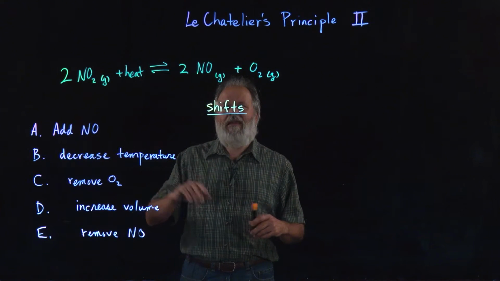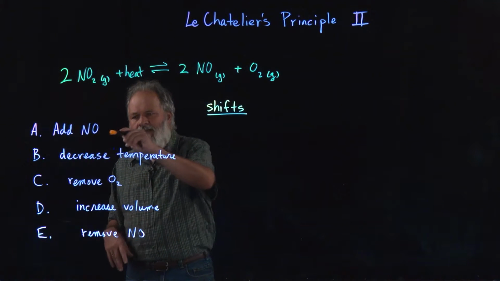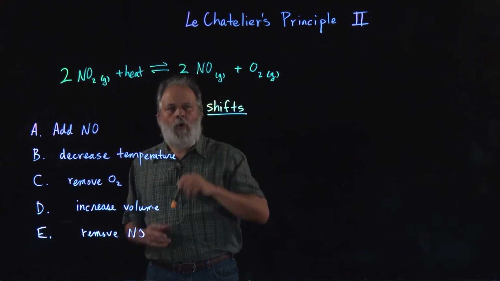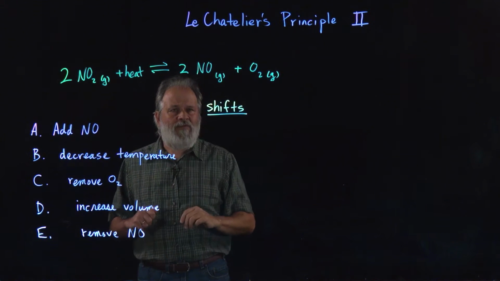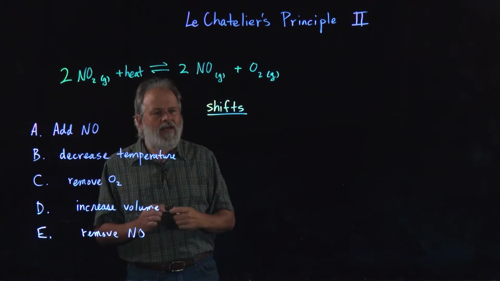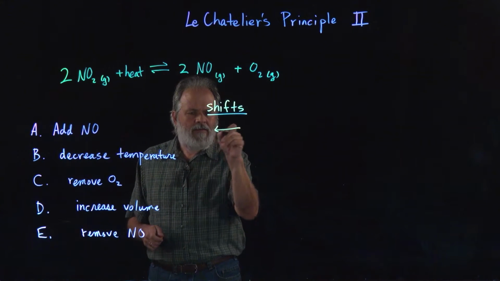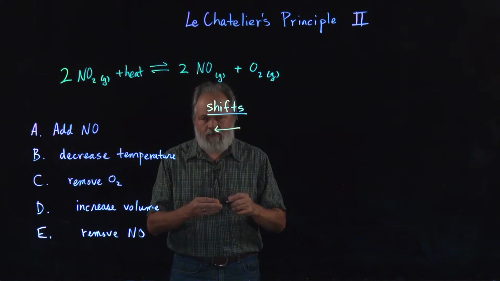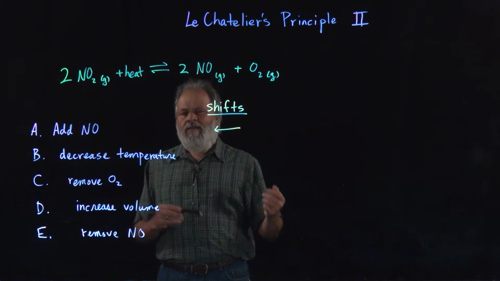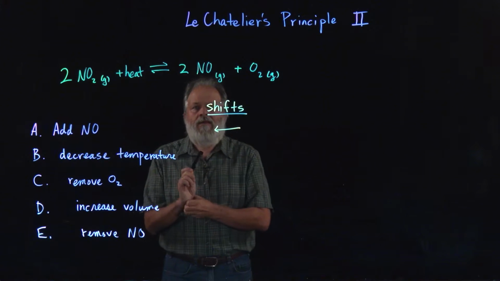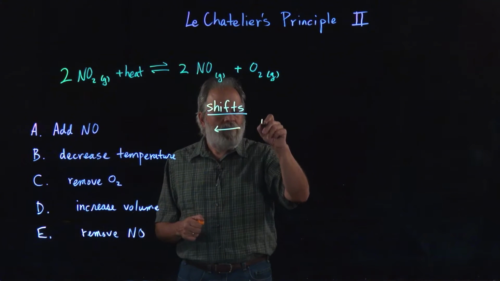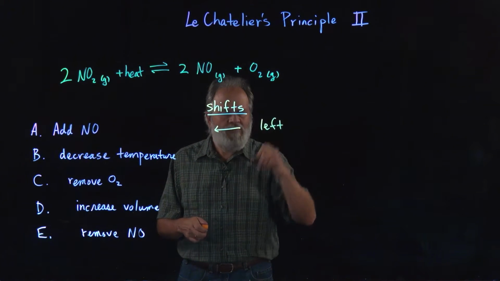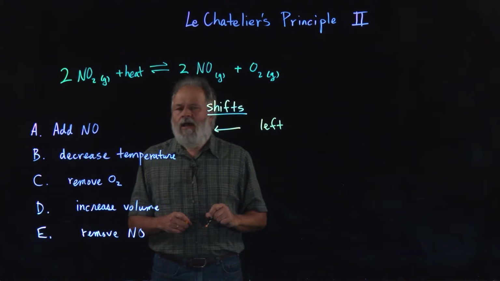We talked about how to add and subtract something, but let's go ahead and practice that. If we add NO, we add here, and the system responds by removing it, which it does by going that direction. Another way you can remember: if you add something to one side, then it shifts to the other side. So if we add NO, it goes to the left.